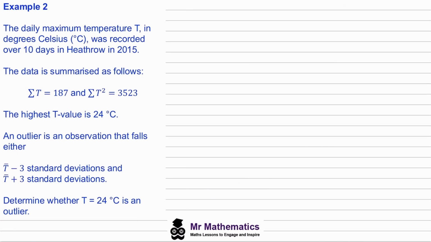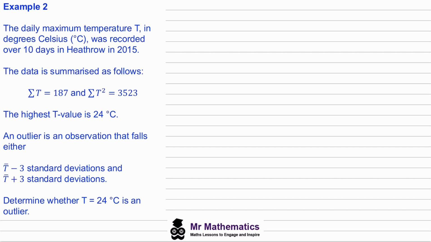So in example 2, we're told that the daily maximum temperature T in degrees Celsius was recorded over 10 days in Heathrow in 2015, and the data is summarized here. We're told that the highest T value is 24 degrees, and that an outlier is an observation that falls either 3 standard deviations below the mean or 3 standard deviations above the mean. We've been asked to work out whether the 24 degrees is an outlier.